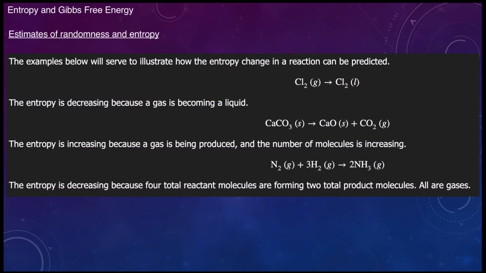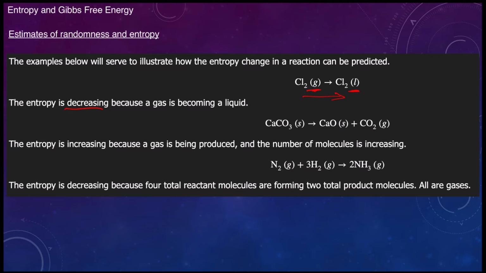Here's a couple of examples so we can have a look qualitatively, just having a look at some reactions and getting a feel for the randomness or entropy in these particular reactions. So we have a look at chlorine gas to liquid chlorine. Entropy is decreasing, and what we're looking at here is we're going from a gas to a liquid. Number of moles have stayed the same, but we're going from a substance or a state, gas, high amounts of entropy, to a liquid. We're moving back down towards a solid, so we have actually decreased the entropy in that particular reaction.